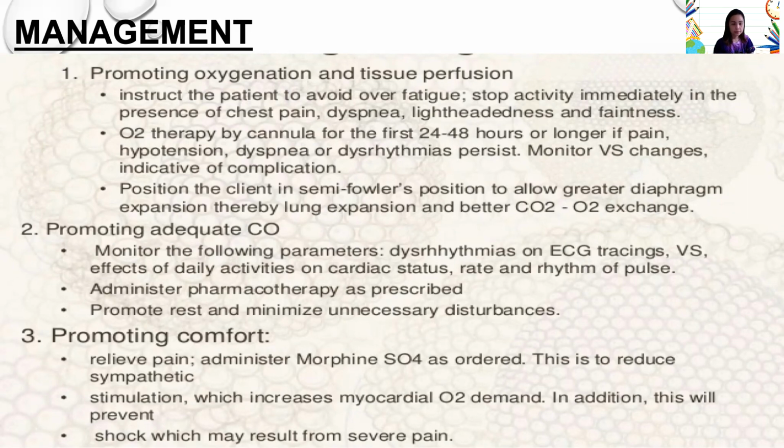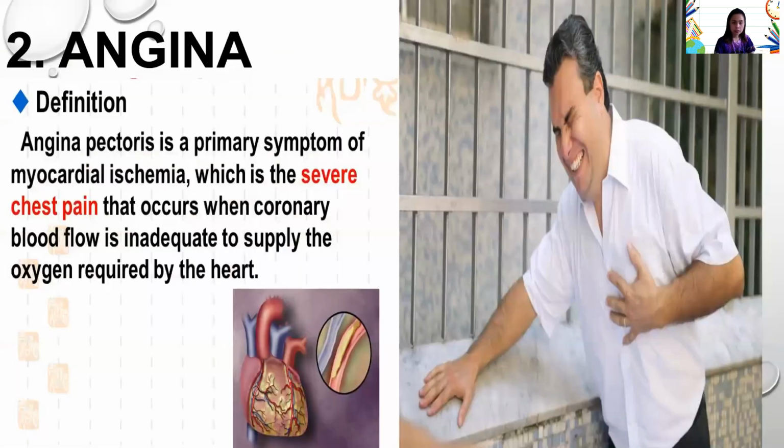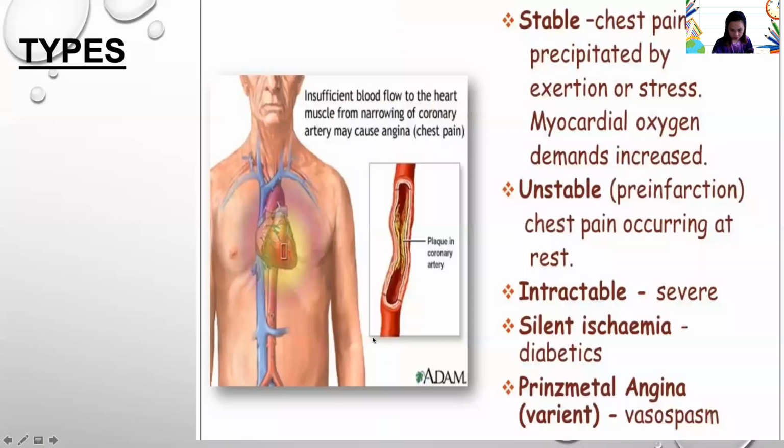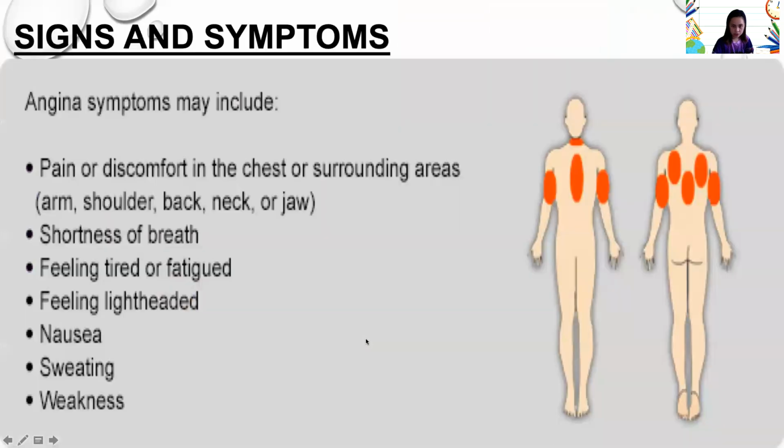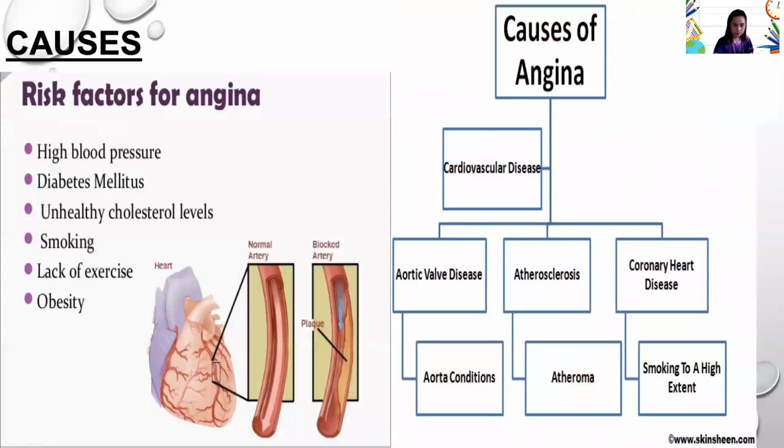Promoting adequate oxygen. Promoting comfort. Okay? So, mas i-emphasize ko yan later on. So, next is angina. Pag sinabi mong angina or angina pectoris, it is a severe chest pain. Severe chest pain because there is inadequate supply of oxygen required by the heart because of the plaque or because of the blockage, hindi na siya nasusuplayan ng maayos.